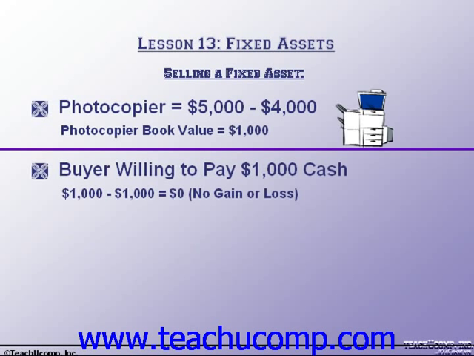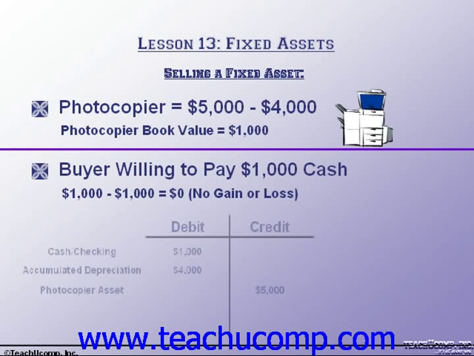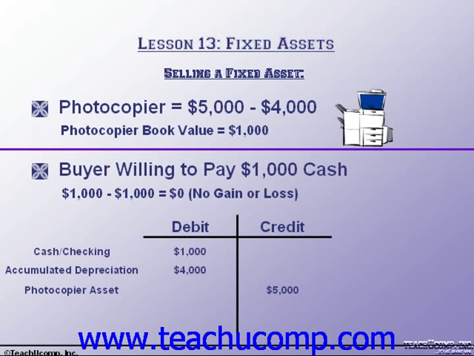When making the journal entry, you will debit your cash or checking account for the $1,000 received from the buyer. You will then debit the accumulated depreciation account used for the fixed asset by $4,000. This will effectively remove the asset's accumulated depreciation. That gives you a total of $5,000 in debits recorded in the journal entry. You then only have to credit the photocopier fixed asset account for $5,000, which will cancel the original cost of the fixed asset.